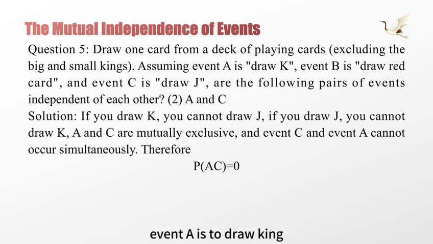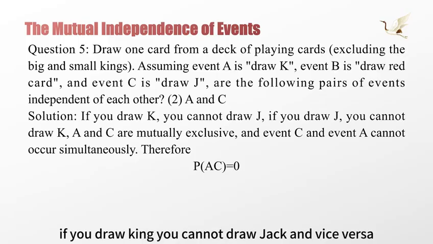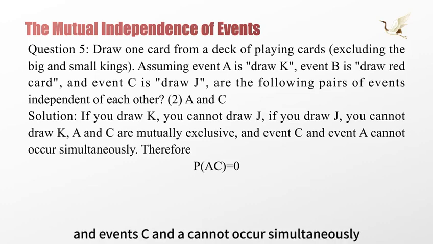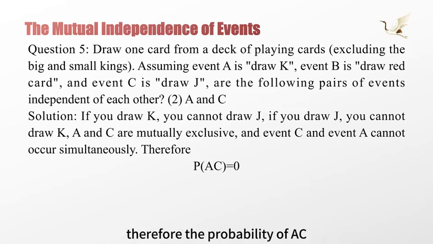Event A is to draw king. Event C is to draw jack. If you draw king, you cannot draw jack, and vice versa, if you draw jack, you cannot draw king. Therefore, A and C are mutually exclusive, and events C and A cannot occur simultaneously. Therefore, the probability of AC occurring simultaneously is equal to 0.